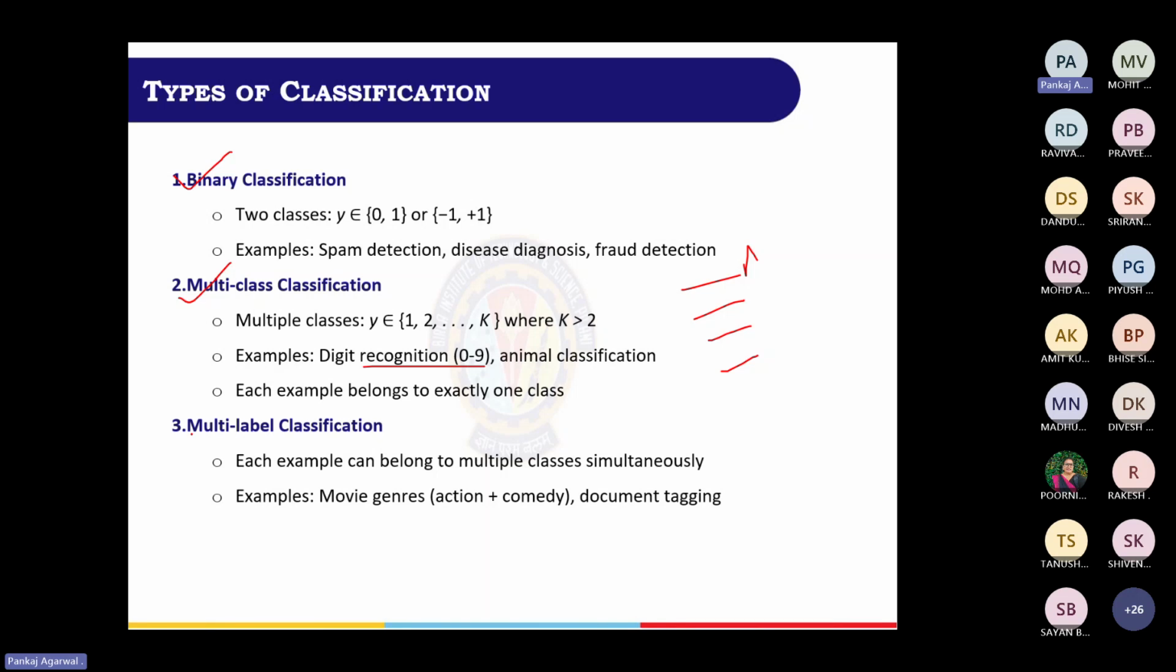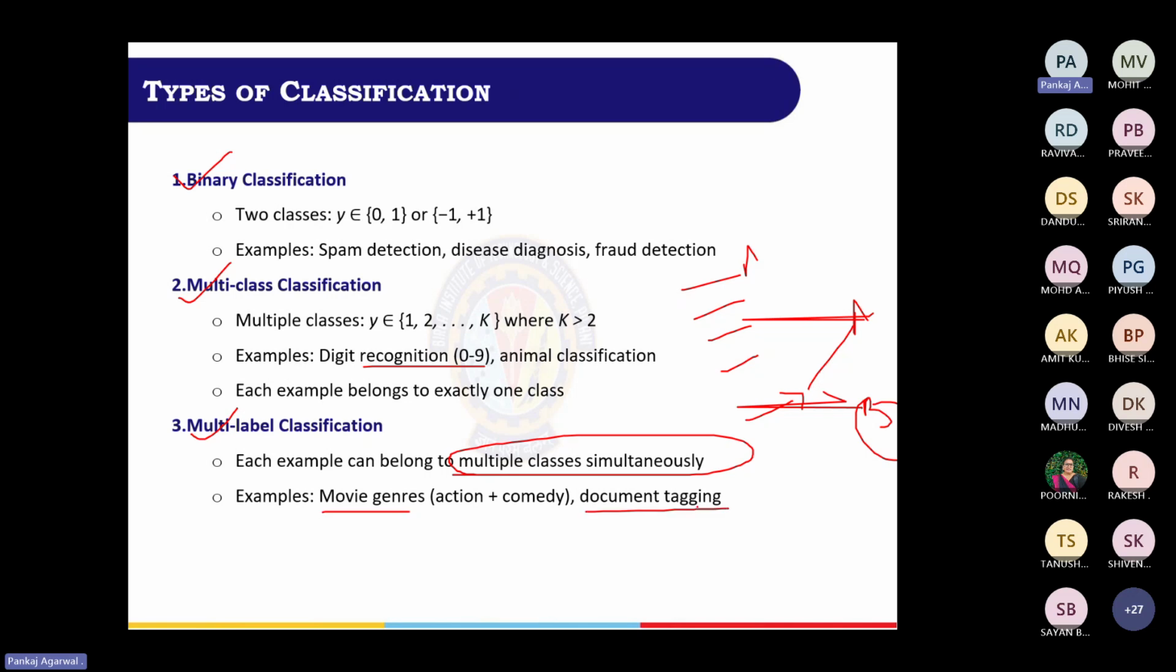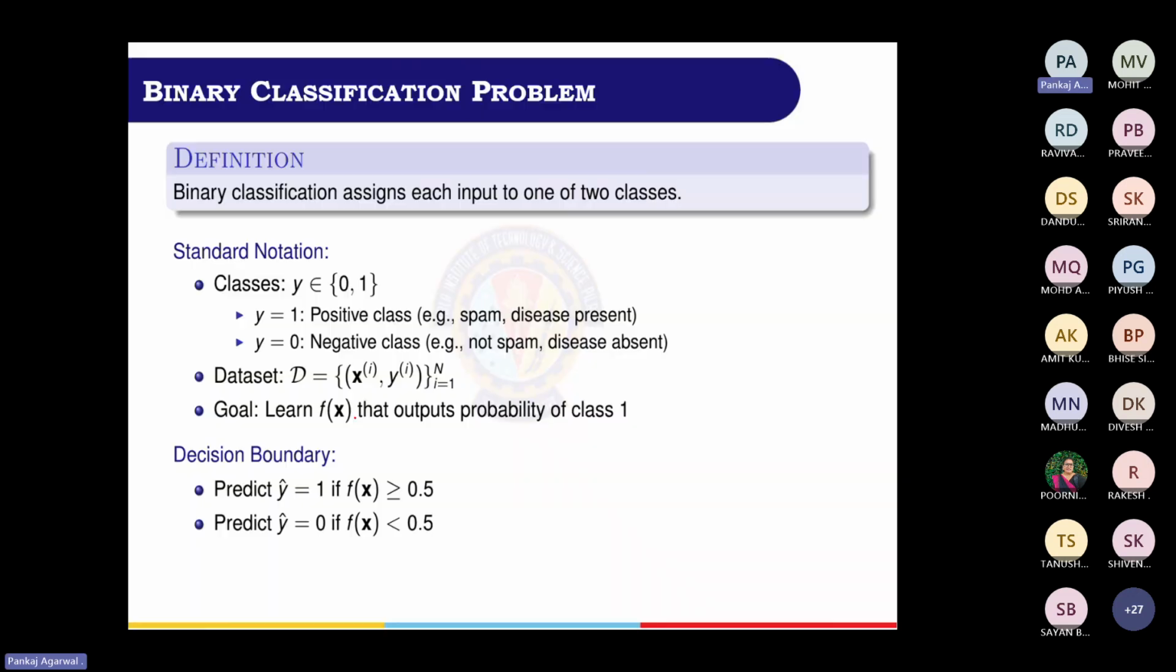There can be multi-label classification also. Multi-label classification means that each example can belong to multiple classes simultaneously, right? So, for example, a given input might belong to class A as well as class B. That is always a possibility, like movie genres. A single document might belong to category A as well as category B, for example. So multi-label classification is also a possibility.